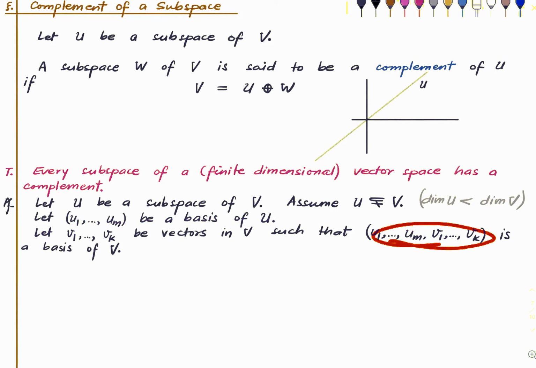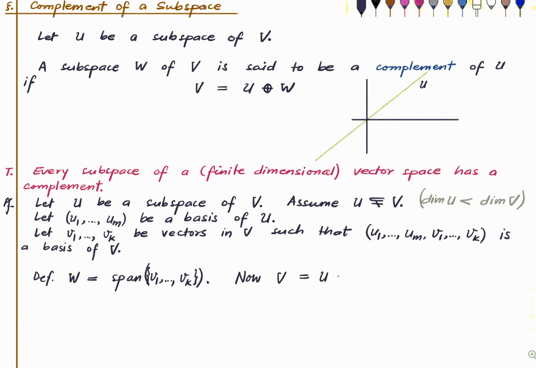Okay, this is a basis, and now just define W as span of V1 up to Vk. Perhaps a better notation was W1 up to Wk, but now I have done it, so I have to just continue. So define W as that, and now just note that V is the direct sum of U and W. So that I leave as an exercise. Why is that the case? Just use the criterion. Just note that U and W intersect trivially and that together they span the entire vector space. So every subspace has a complement.